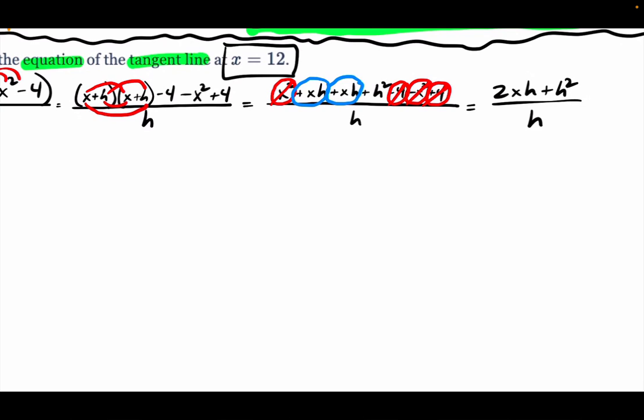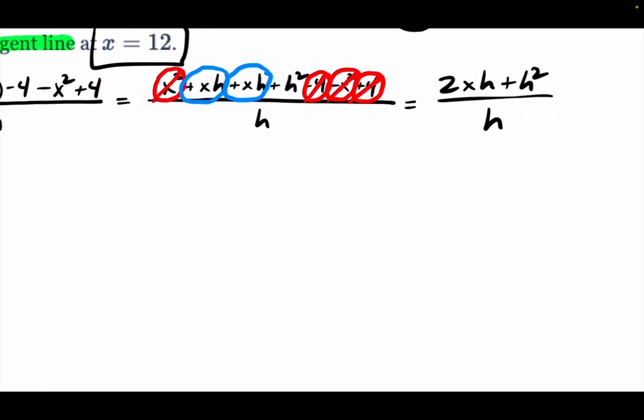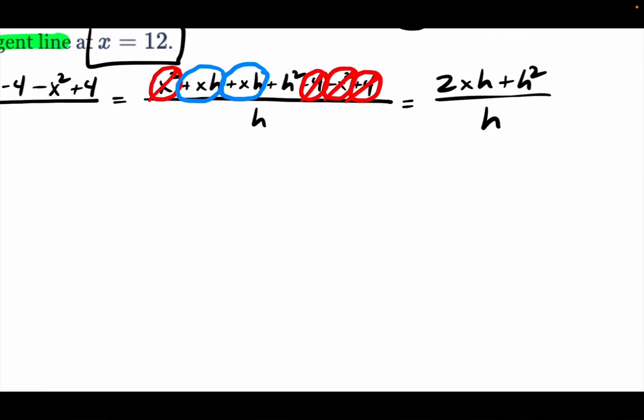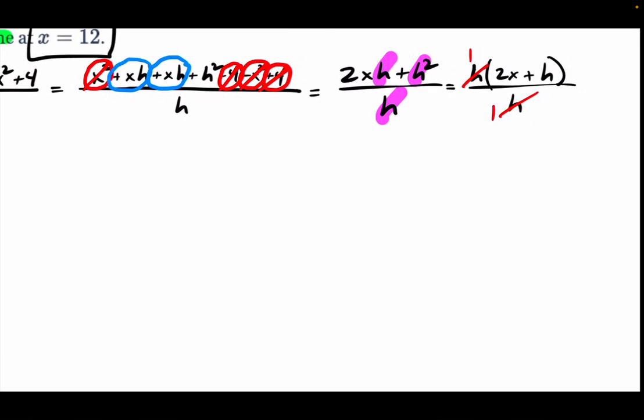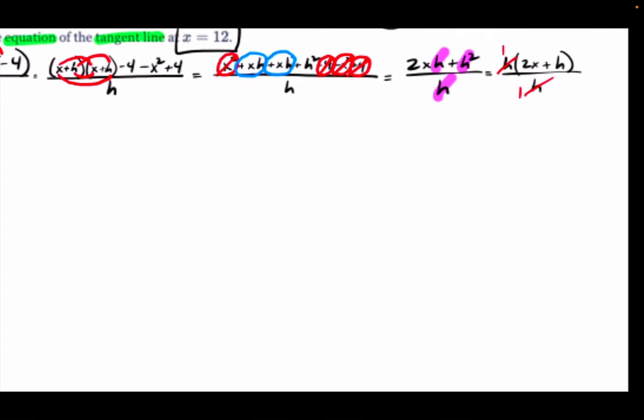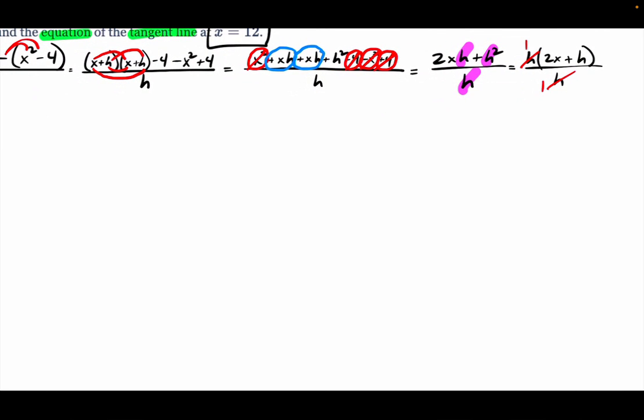Yep, there you go. I have two terms on top, one term on bottom. They all got h's. So I can factor out an h from the top. That'll take away an h from 2x, and it'll take away an h from h squared. And the h is times what? Simplify those to be ones. 2x plus h. So now let's bring back the limit, right?